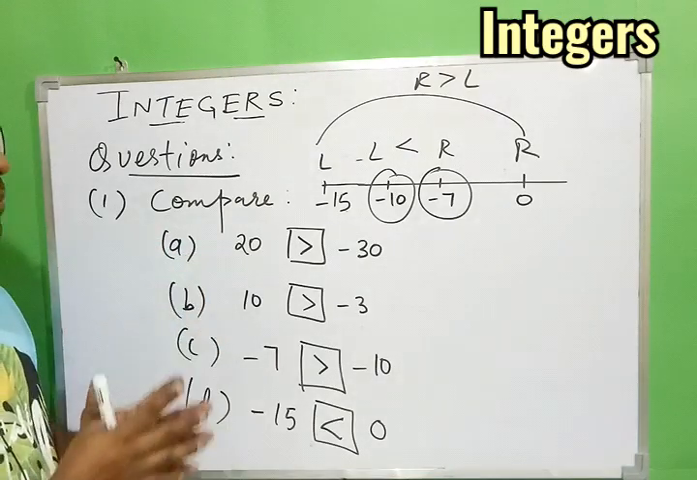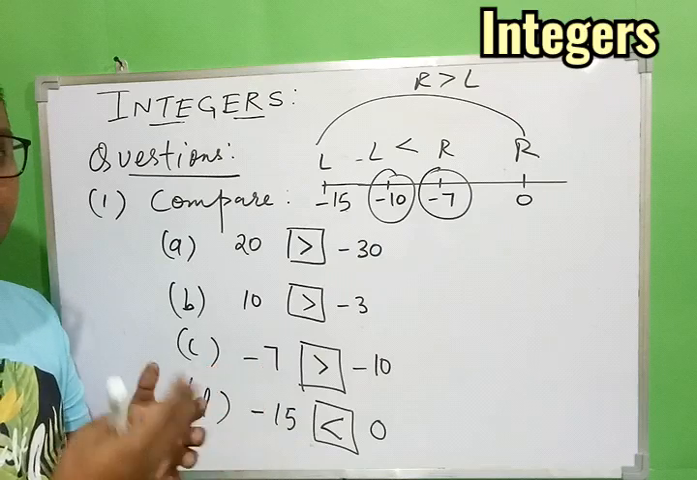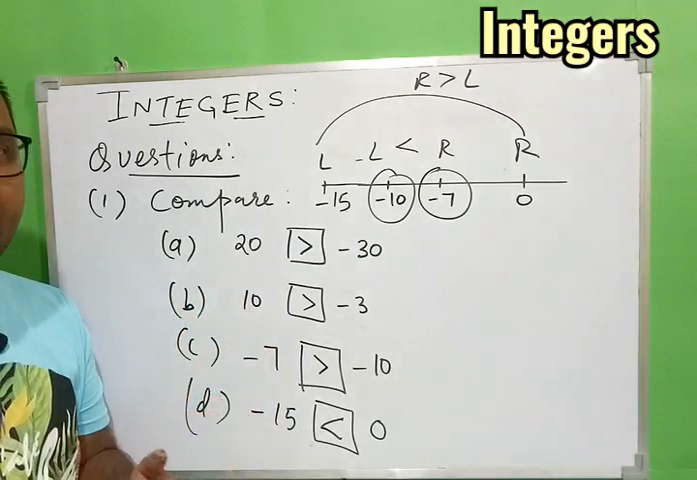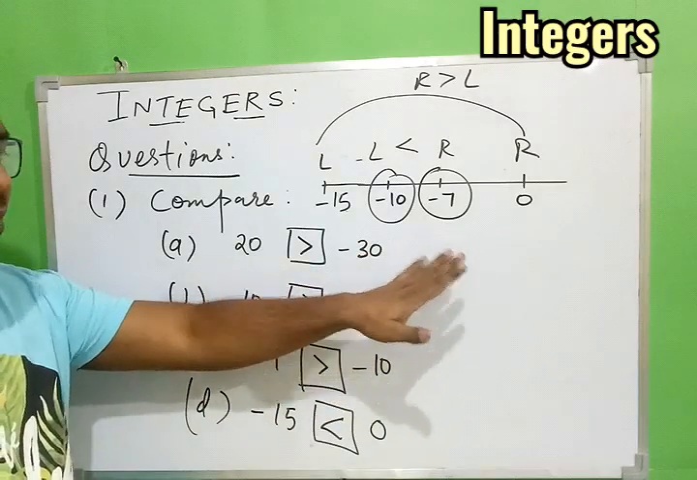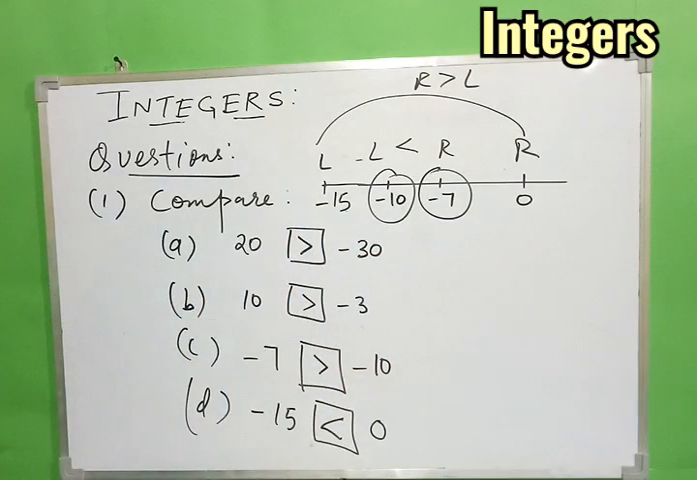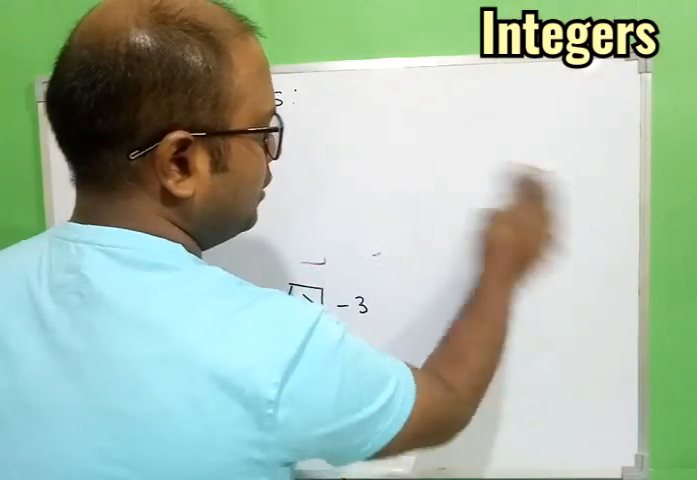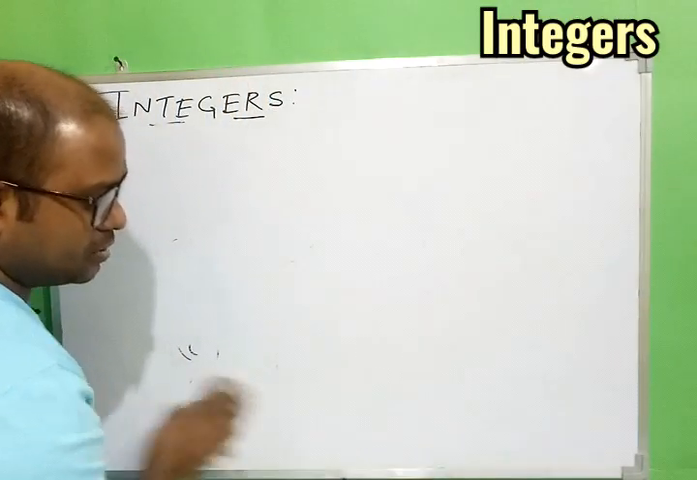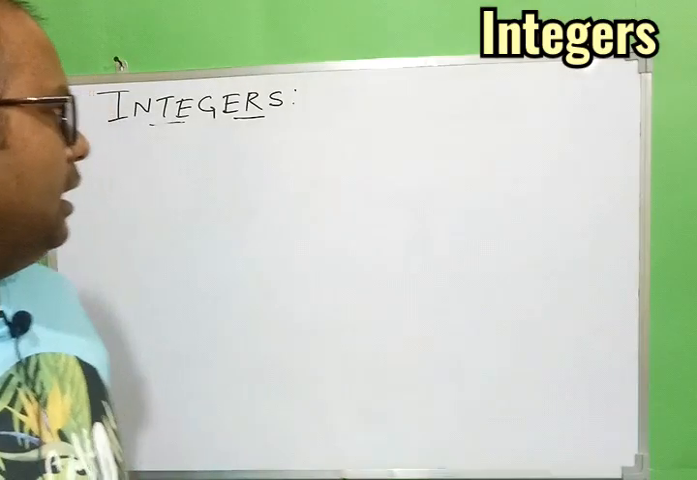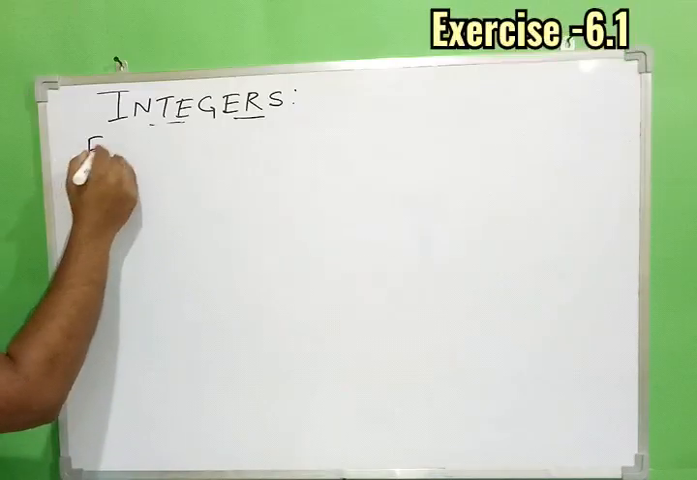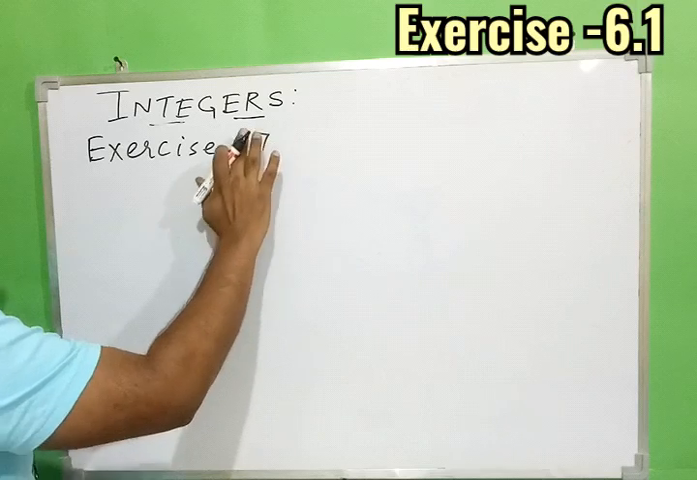This is how we can do the comparison of integers: positive integers, negative integers, and positive and negative or zero, all things can be compared. With the help of the number line we can do it very easily, so you have to remember that all the time. I hope you are able to see the numbers on the number line properly, positive and negative, and you are able to identify them also. Let's take some questions from the exercise for today, that is exercise 6.1.